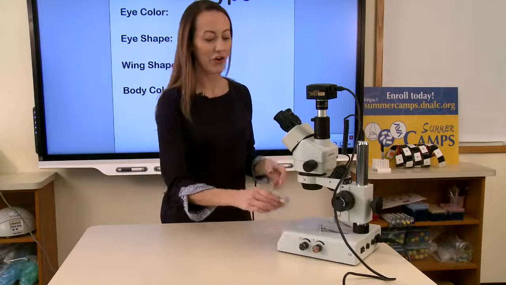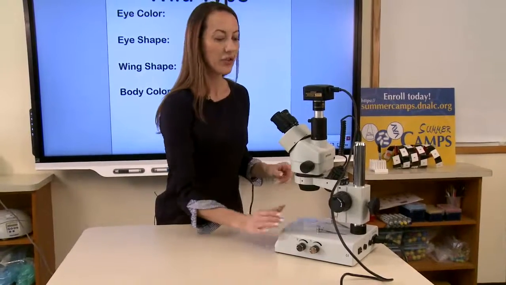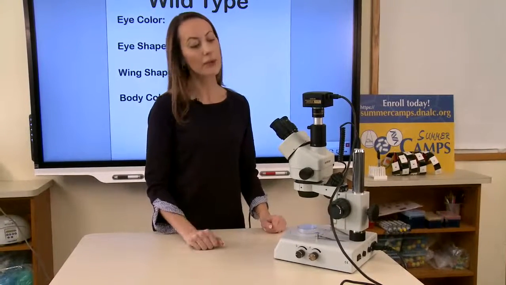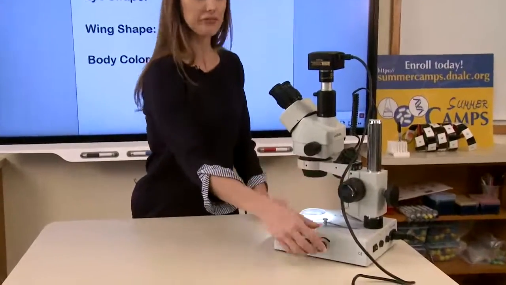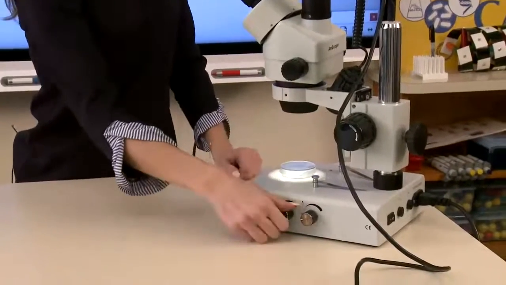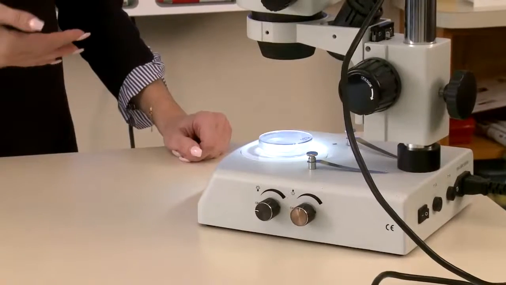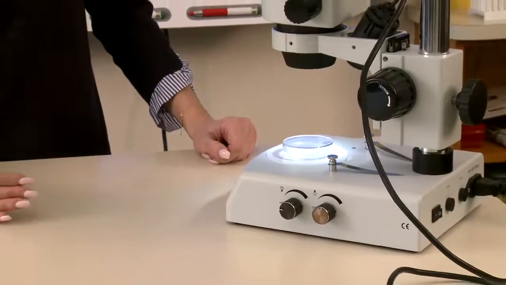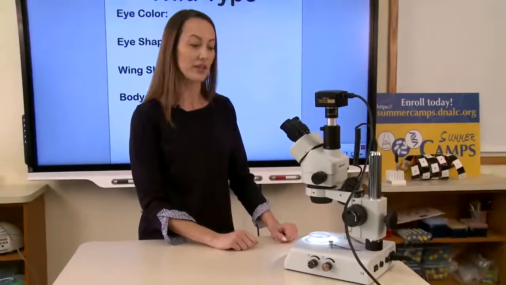So we are going to start off by taking our wild type fruit flies, placing them under our microscope, and I'm going to turn on the lights first. So there are 2 options when it comes to lights with these microscopes. There is a light that shines from above, and there's a light that shines from underneath. Now, we want to use the light that shines from above today because if we use a light from underneath, it drowns out a lot of the colors. And if you remember, we're trying to look for eye color and body color. So it's important that we are able to see those.